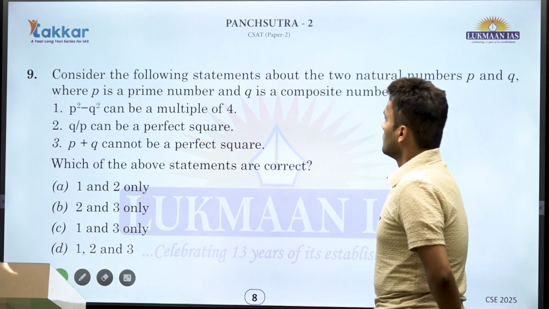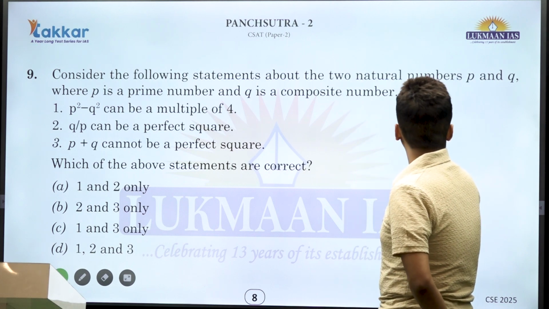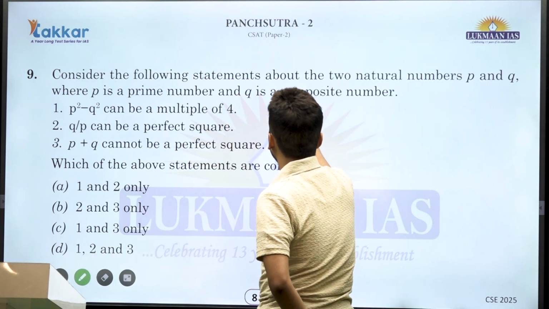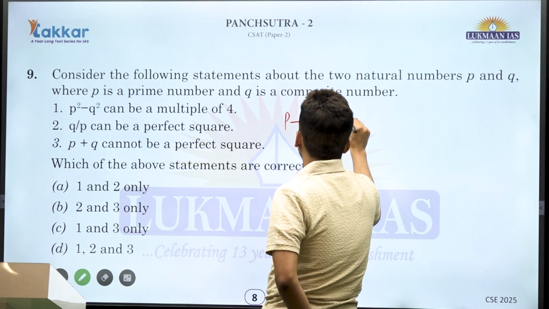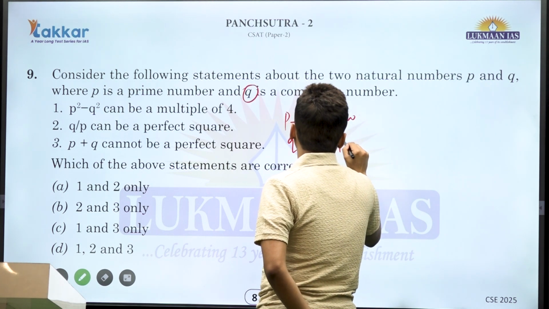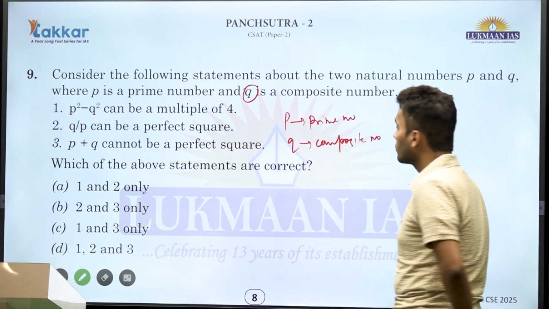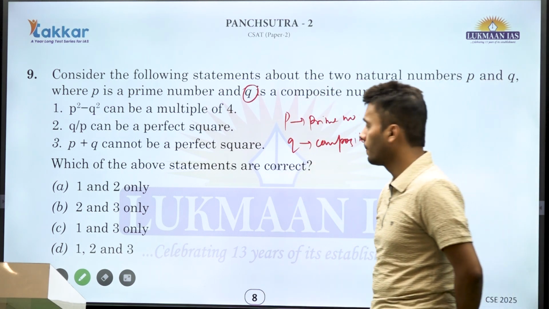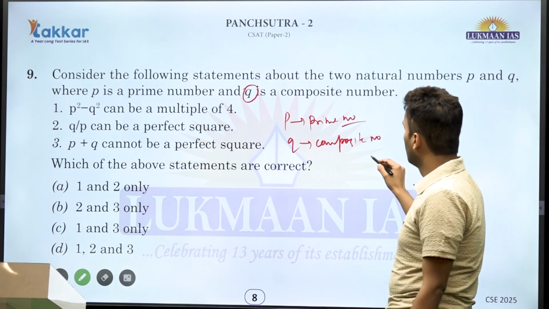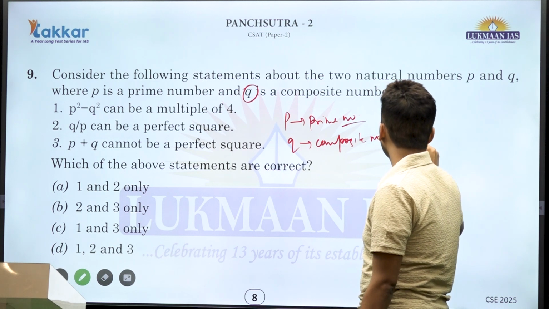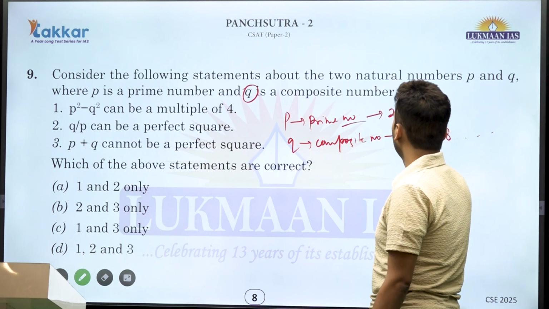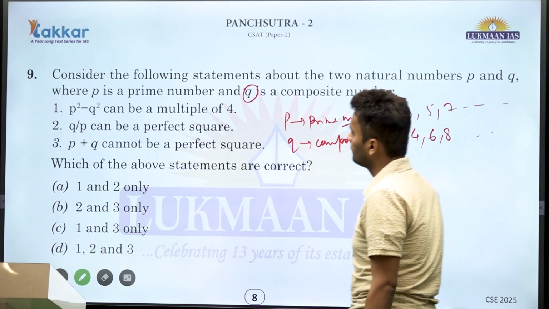Okay. Consider the following statement about the two natural numbers P and Q, where P is the prime number. Here we are given that P is a prime number and Q is a composite number. Composite numbers are those numbers having more than two factors. A prime number is divisible by itself and 1 only. So some examples of composite numbers are 4, 6, 8 and so on. Prime number examples are 2, 3, 5, 7 and so on.